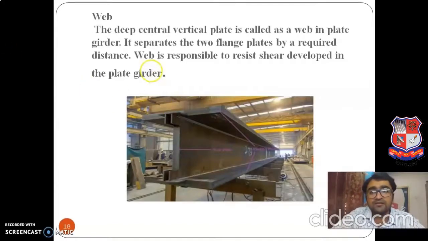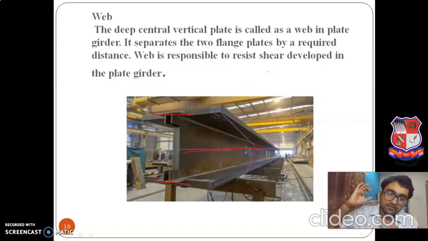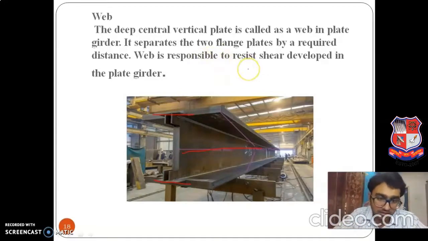Right. Now what is the web? You can see over here, the deep central vertical plate is called the web in a plate girder. This is the web. It separates the two flanges by a required distance. The web is responsible for resisting shear developed in the plate girder. The shear force which is developed, the web is responsible because ultimately the load is coming onto the web. So the thickness of the web is very important. If the thickness is very small compared to the thickness of the flange, then it might buckle, it might shear, right? Local buckling may occur. You need to check whether stiffeners need to be provided or not.